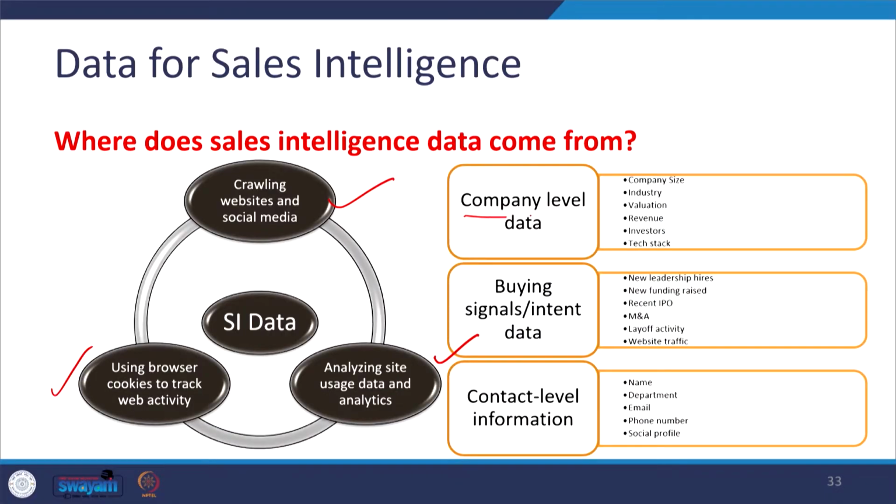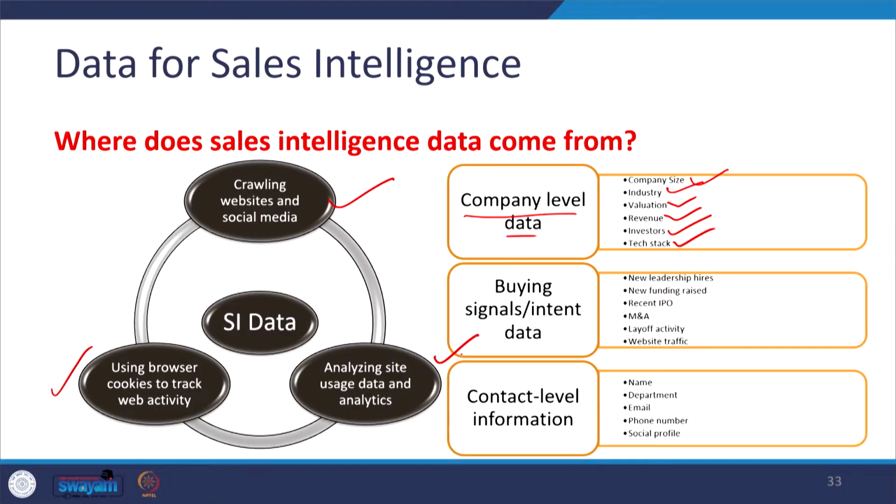Again, the data generated from these multiple sources can be classified at three different levels. First one is company level data, where you can have company size, industry like finance, IT, insurance, valuation, whether they are into billions of revenues or are small and medium sized enterprises, then revenues, investors, and even tech data, what we already studied. The tech data relates to what kind of software and tools they are already using.